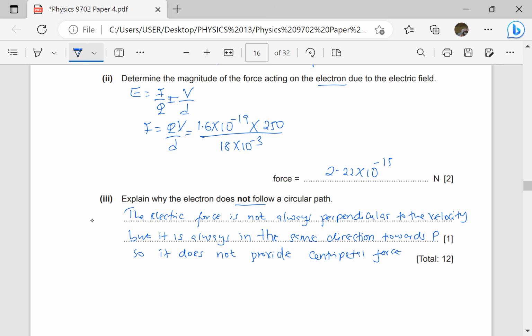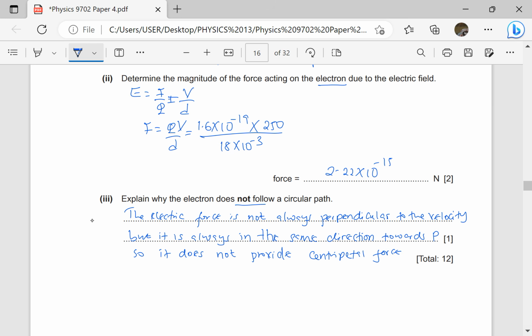For a force in a field to provide centripetal force, the force must always be perpendicular to the direction of motion. Like a particle moving in a circular orbit around the Earth, the gravitational field is always perpendicular to the direction of motion. In that case, the force will always provide centripetal force.